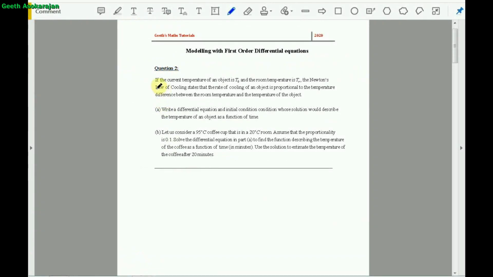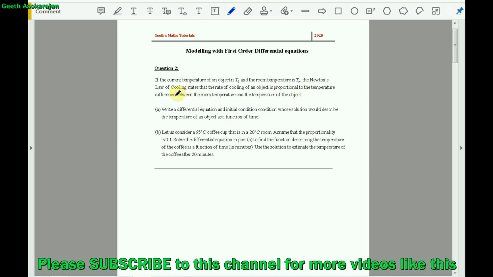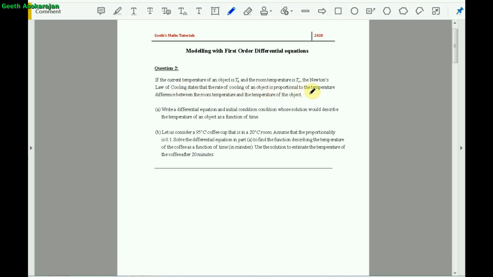So question number 2. If the current temperature of an object is T0, so T0 is the current temperature of the object, and the room temperature is TR, so TR denotes the room temperature, Newton's law of cooling states that the rate of cooling of an object is proportional to the temperature difference between the room temperature and the temperature of the object. So for part A of this problem, write a differential equation and an initial condition whose solution would describe the temperature of an object as a function of time.